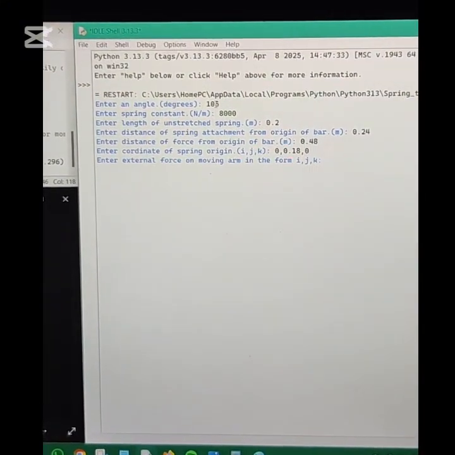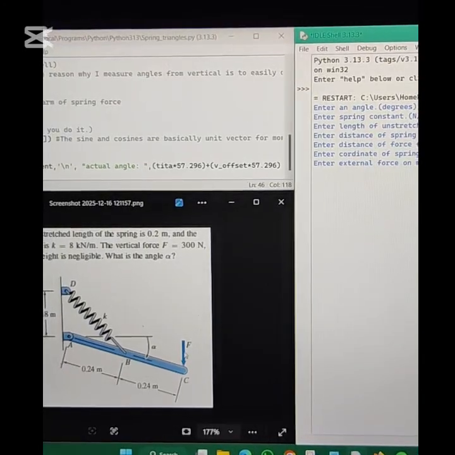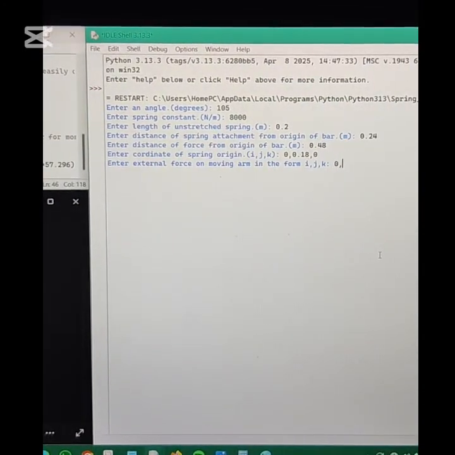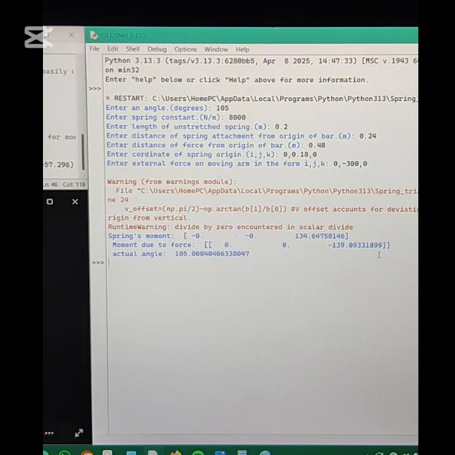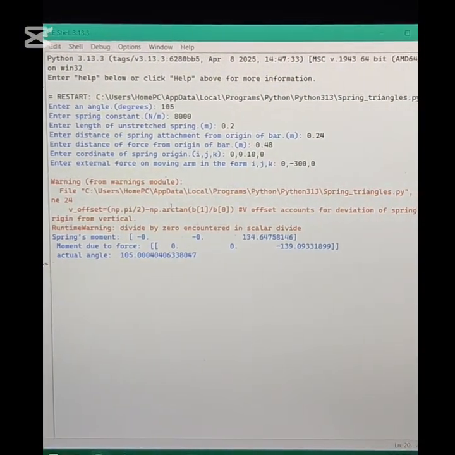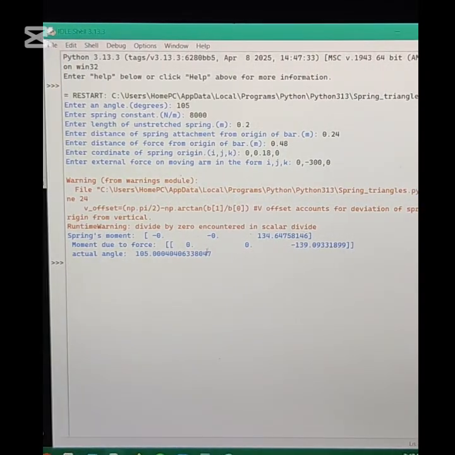So the external force on the moving arm, which is this force here, is 300 newtons downward. So we enter it in vector form. This is just a warning, not really an error, so you can just ignore it. As you can see, the moments due to spring and force are almost the same but not quite, meaning that we may be off by a couple of degrees. So we just try again.